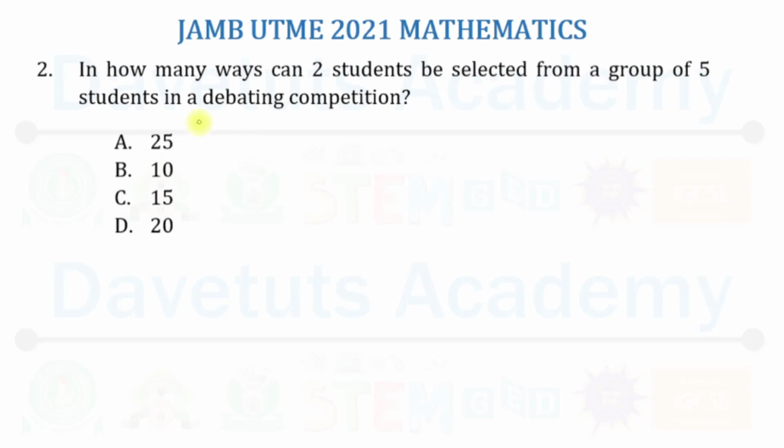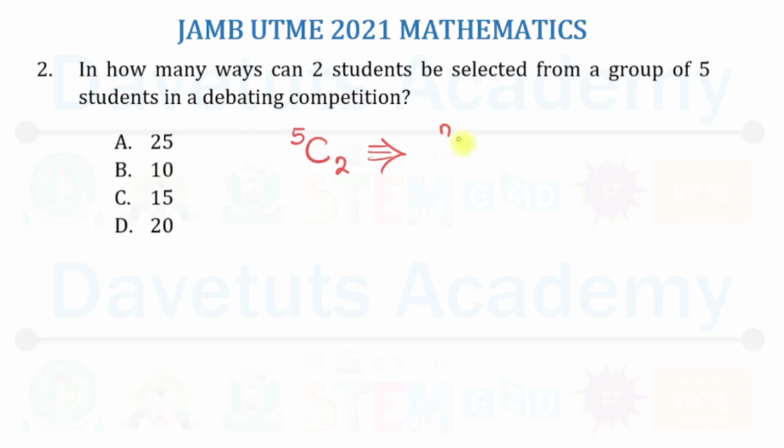Here in this question on permutation and combination, we're asked that in how many ways can two students be selected from a group of 5 students in a debating competition. This is a classical example of combination in which we have 5 combination 2 that we are looking at.